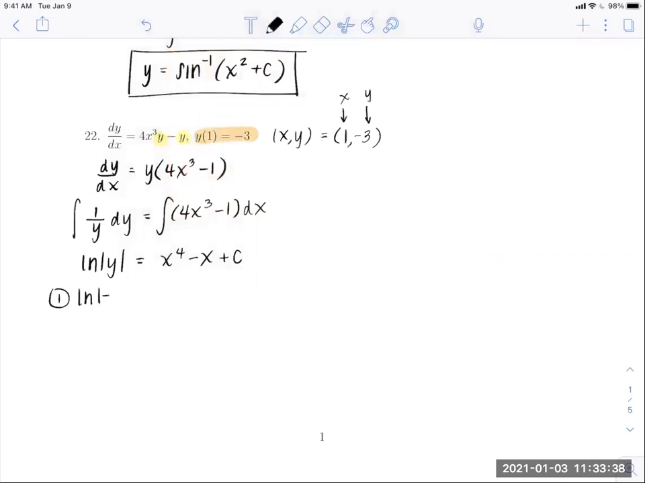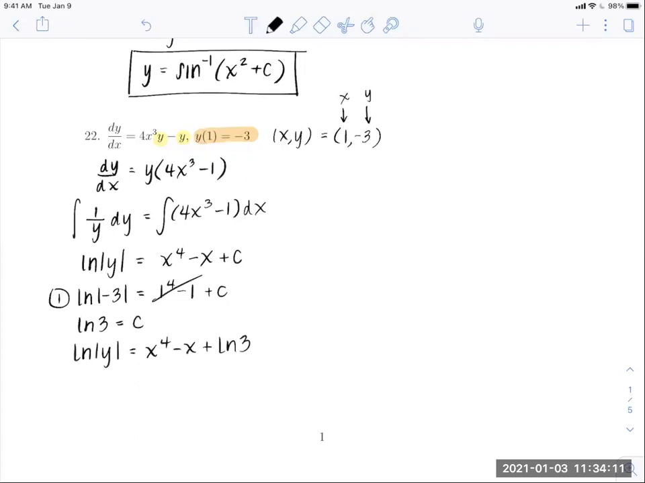And here you'll see why those absolute values were necessary. Don't forget them. Okay, so here we have plugged in all of our x and y values. This becomes the natural log of 3 equals C because our 1's canceled. So we have now solved for C. Let's go ahead and plug that back in to our original solution. And so C is now the natural log of 3.